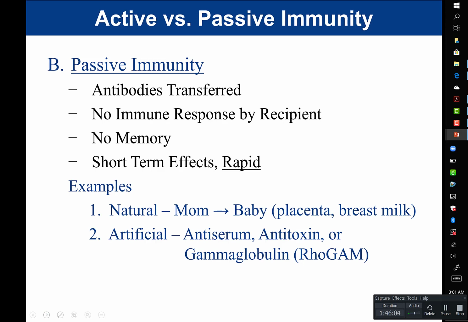So instead, during delivery, artificially, we inject in those anti-Rh antibodies, and those anti-Rh antibodies, that RhoGAM, is going to neutralize the baby's blood without the mom's body producing the antibodies and generating that memory. So that's an example of an artificial passive immunity.